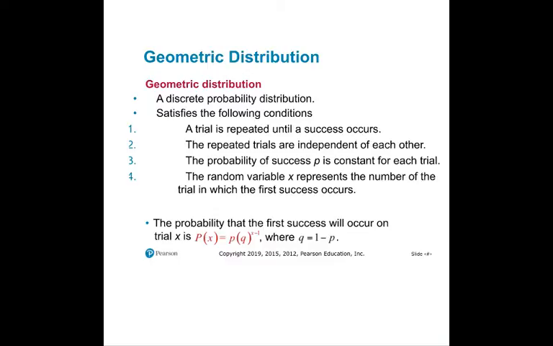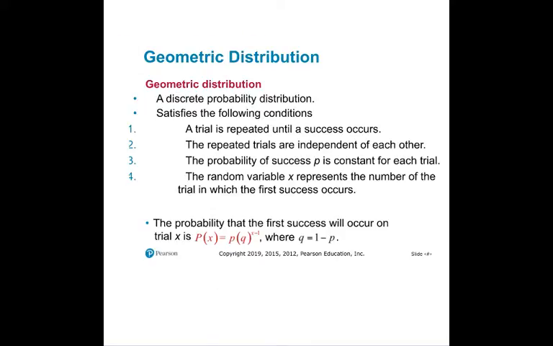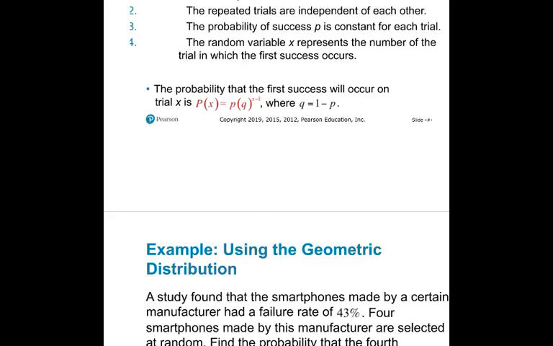The probability that the first success will occur on trial X is given by the formula. So for instance, say we wanted the probability that the first success occurs on the 7th trial. That means the first 6 trials are going to be failures, and then the 7th is going to be a success. So if X were 7, then we would have 6 failures and then 1 success. That's pretty much how we would solve the geometric distribution. Let's see this example.